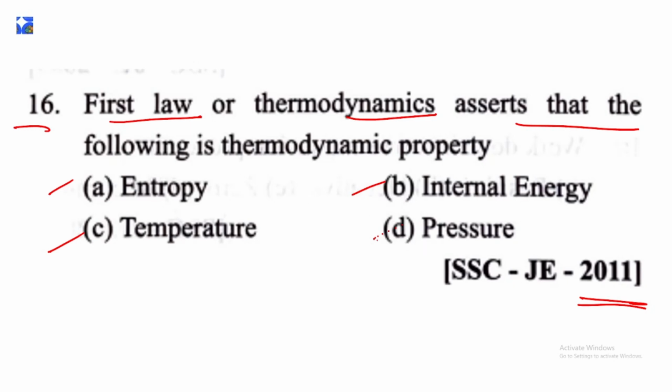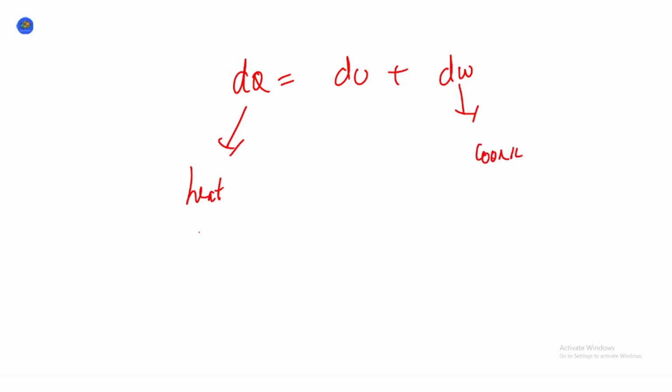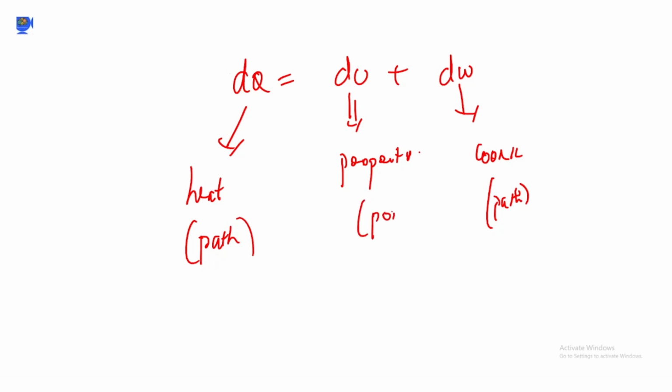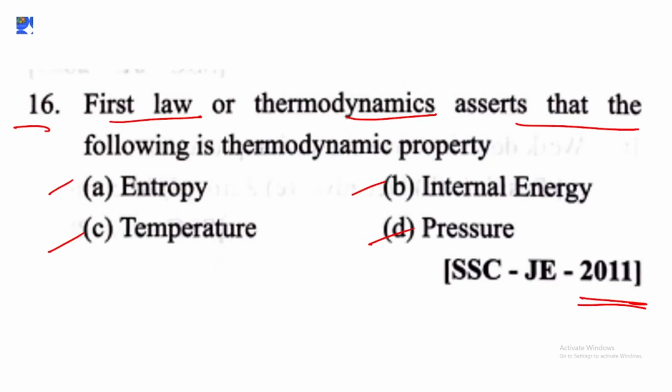So we'll go for the first law of thermodynamics. If you remember, change in heat transfer will be equal to change in internal energy plus change in work done. So this is heat and this is work, both are path functions, and this is a property, which is a point function. So the first law expression has been written, and it says that internal energy is a property of the system. So option B would be the correct answer.